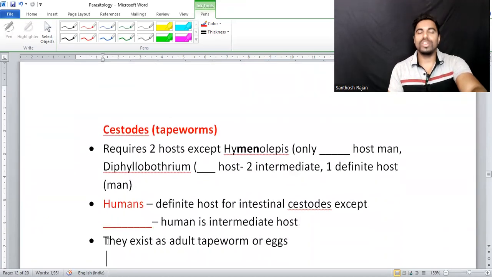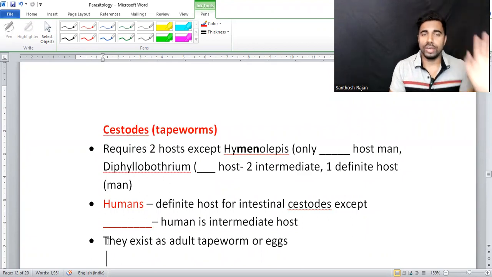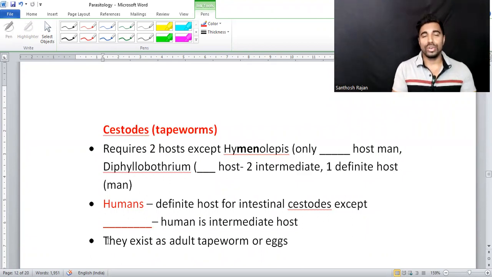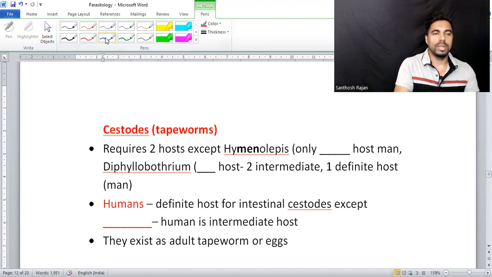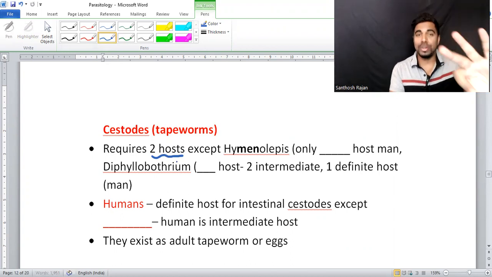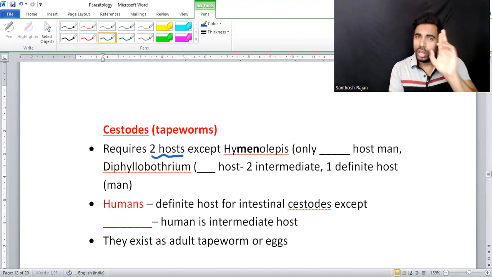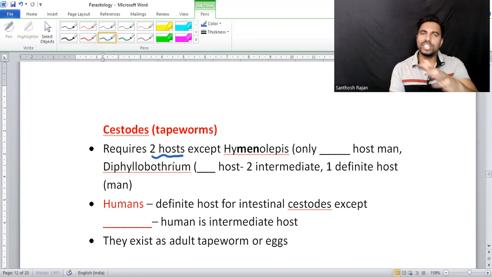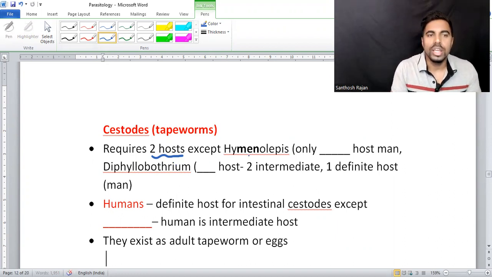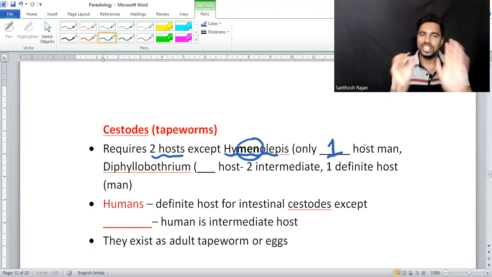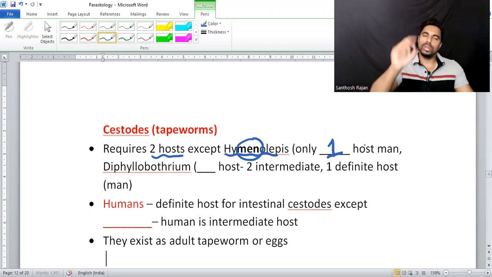Okay. Now, next topic. We have finished the flukes; the trematodes are done. Now we're going to the cestodes, or tapeworms. Tapeworms are also important. Most of us must have seen them directly. Cestodes usually require two hosts. Trematodes need three, but cestodes, as usual, only two: one definite and one intermediate. There are exceptions. In cestodes, the exception is Hymenolepis nana, which has only one host. Both definite and intermediate stages are in the same host.